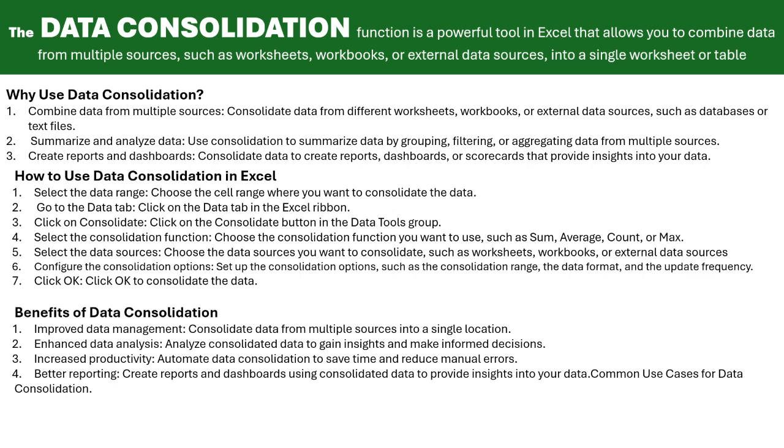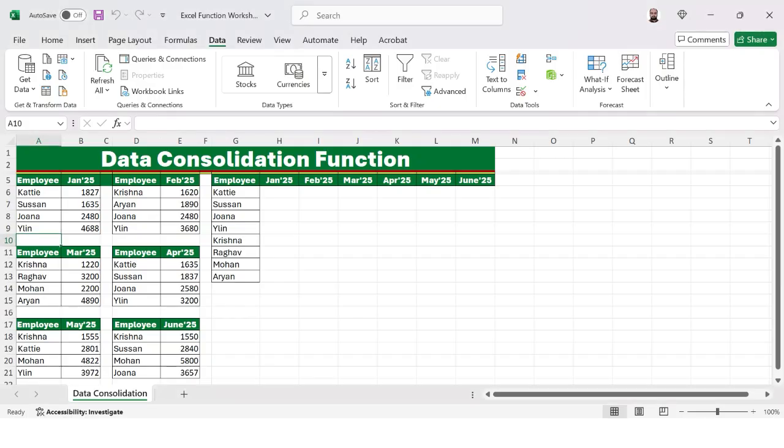So let's learn how to use it practically. So move on to the Excel. So see, here we have some data sources, like we have January month, February, March, April, May, and June. Here we have some employees who have raised their sales in Jan, Feb, March, April, May, and June. Now we have to consolidate all these six tables into one.